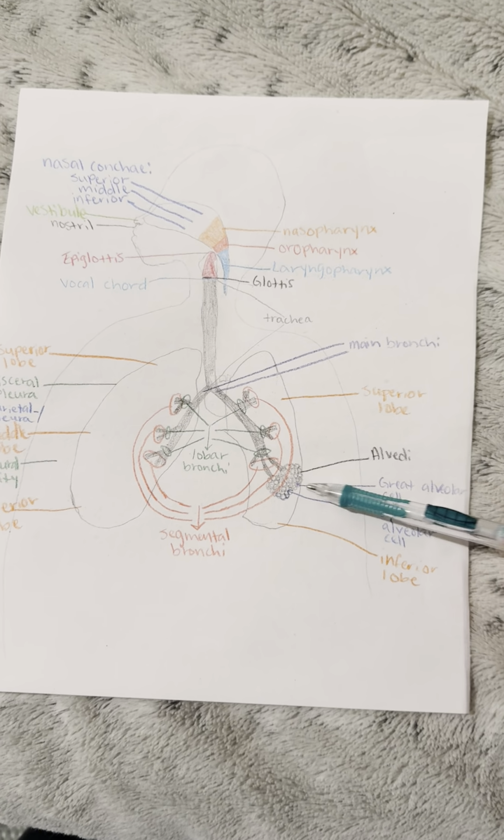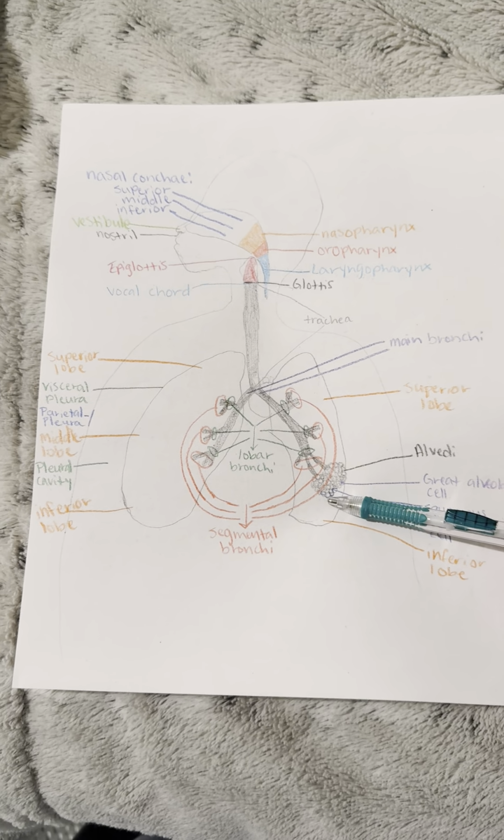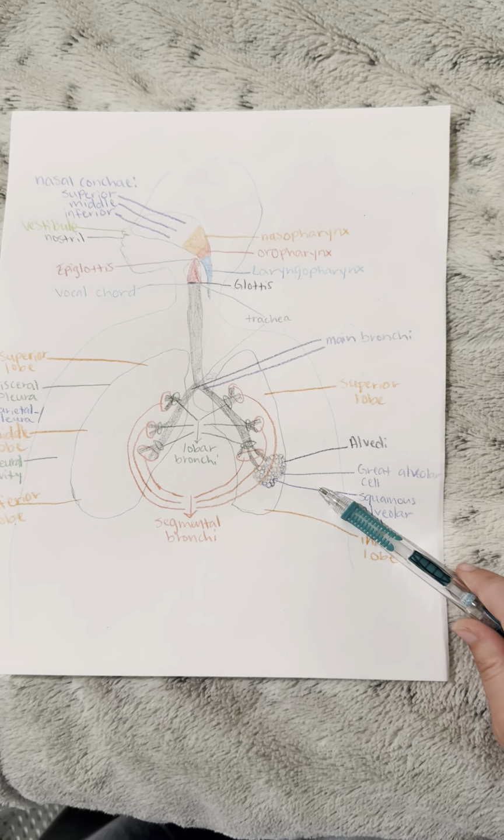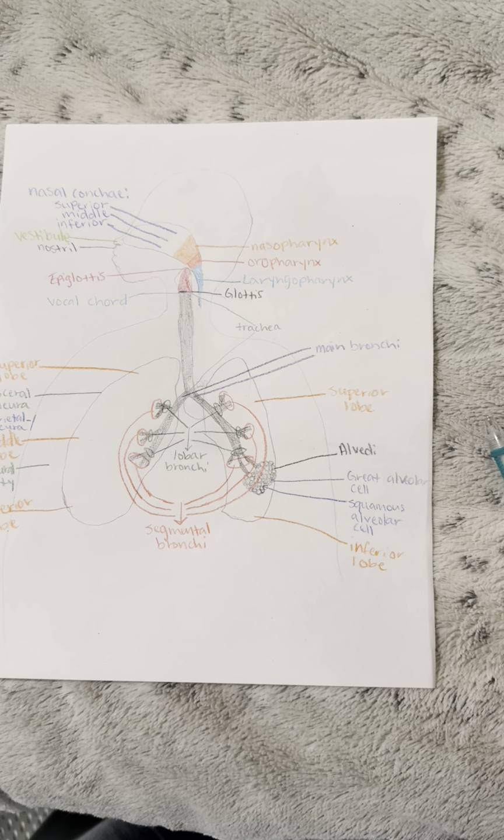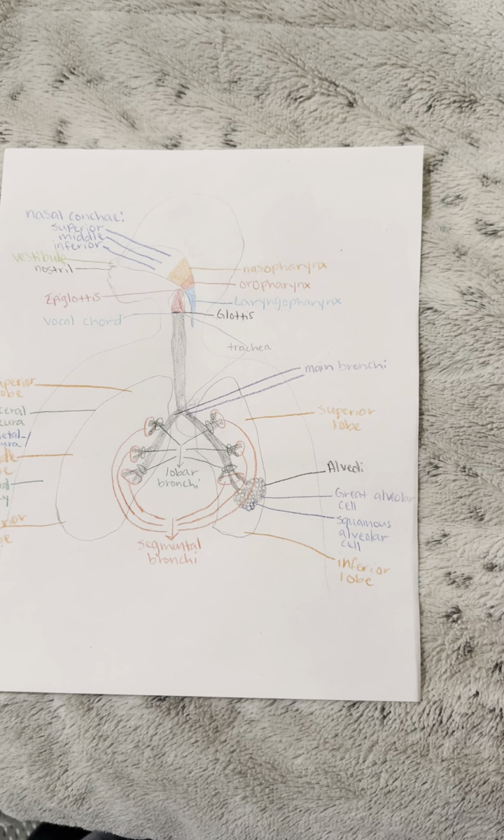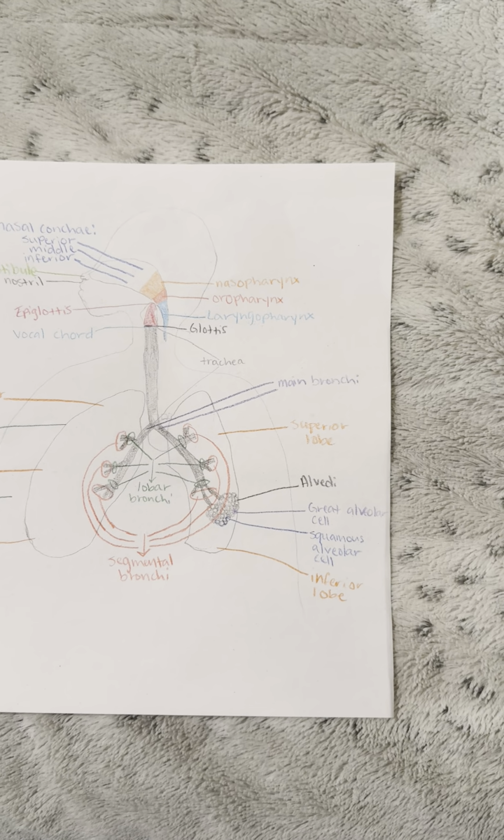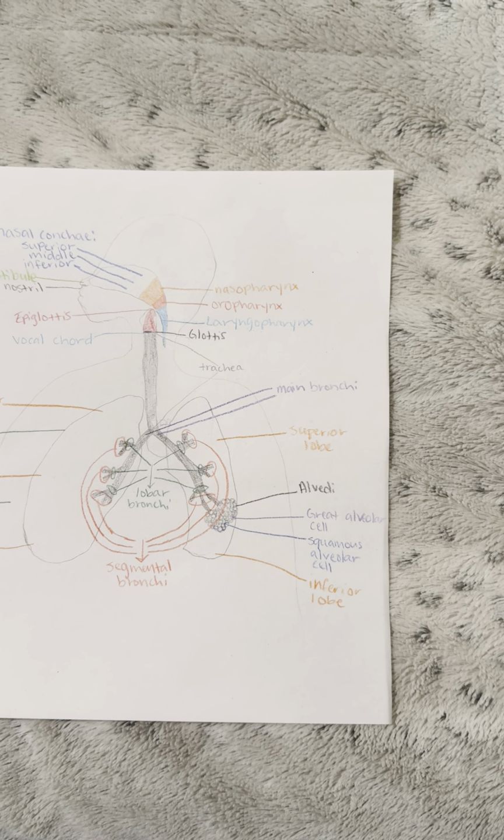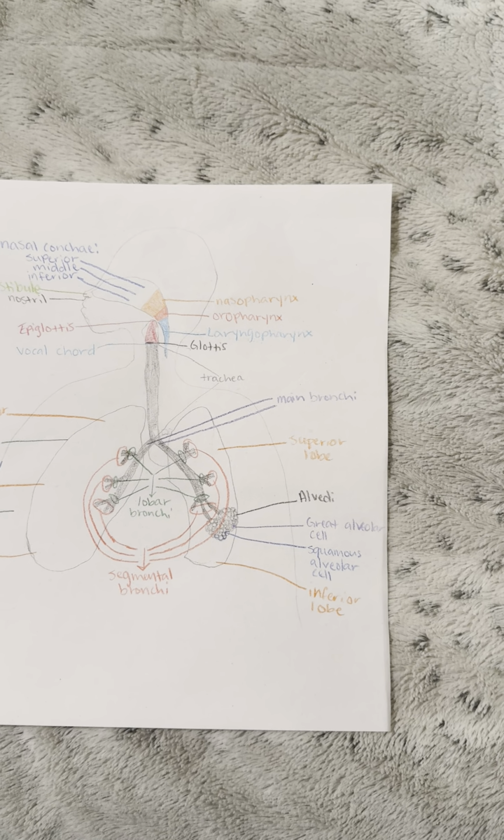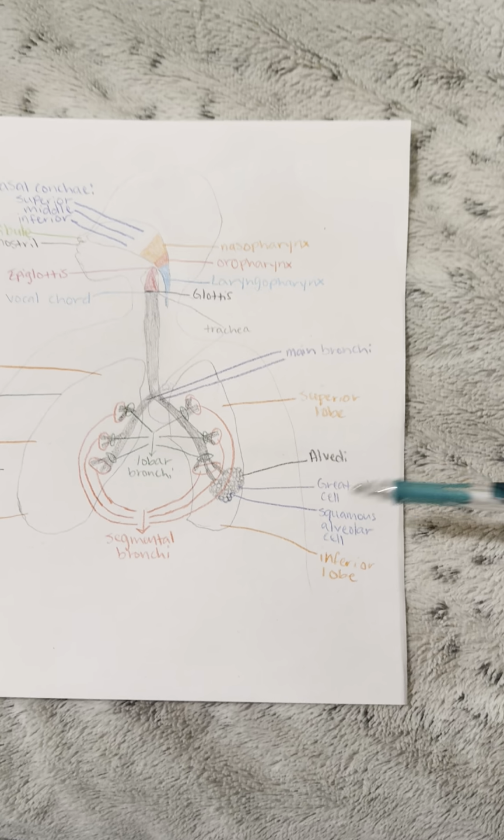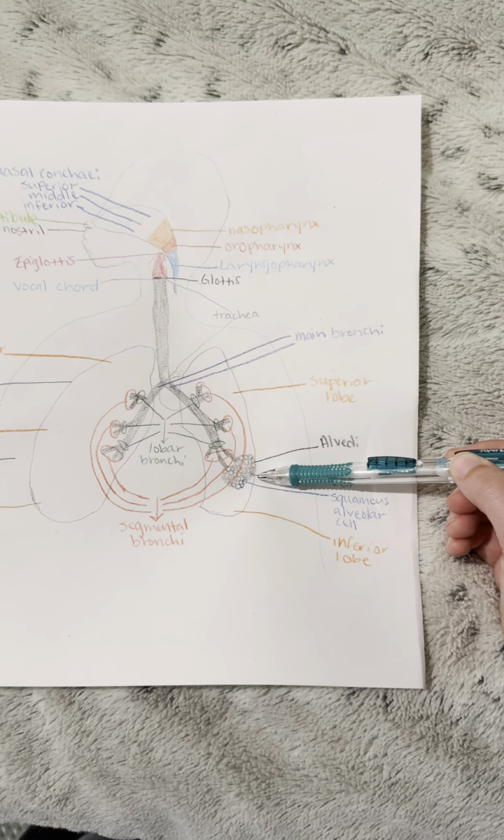So I tried to draw that over here. Also, it might kind of be hard to see. Next, we have type 2 cells, and these cover about 5% of the area, but are more numerous. And they repair alveolar epithelium when type 1 cells are damaged. So I did try to draw that. It is very small.